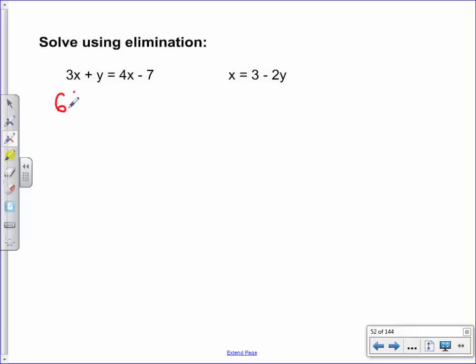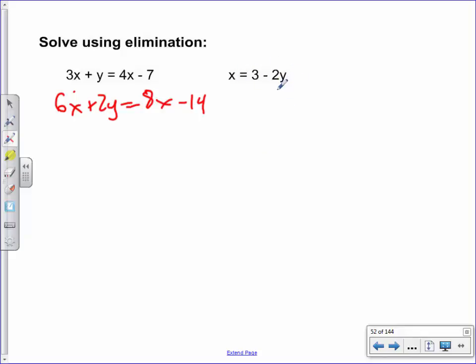I could make this 6x, 2y, 8x, and minus 14. See how I've doubled everything? I showed a lot of you guys that trick on your first assignment to get rid of decimals. You can just double the whole thing. So that's valid. I also want to manipulate this equation right here, though.